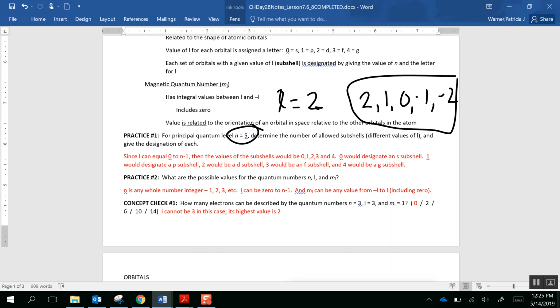Concept check number 1. How many electrons can be described by the quantum number n equals 3, L equals 3, and m sub L equals 1? So if this is the set of quantum numbers, there are no electrons that can be designated or described by those quantum numbers because L cannot equal 3 if n equals 3. L can only be 2, 1, or 0.